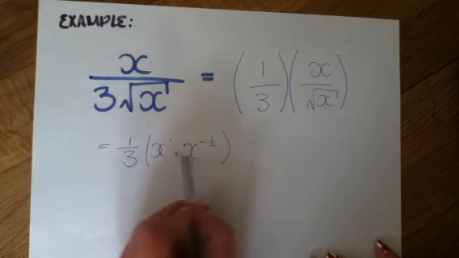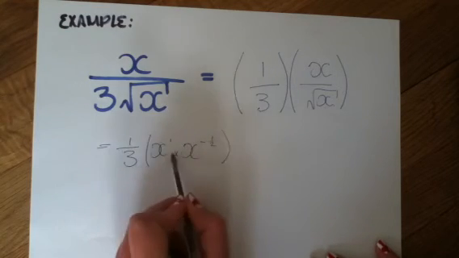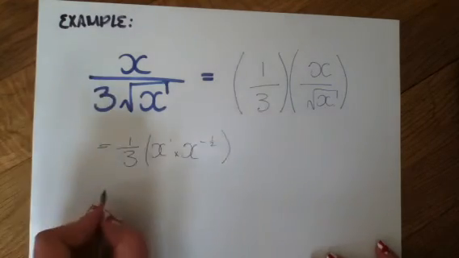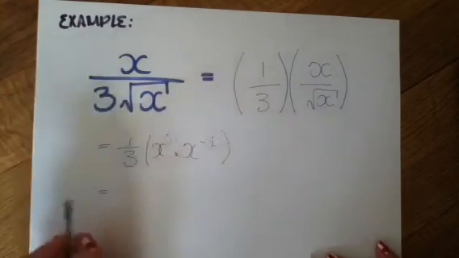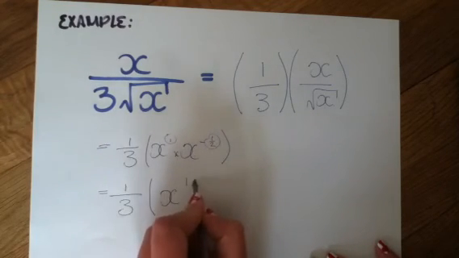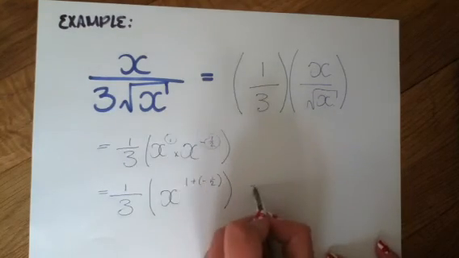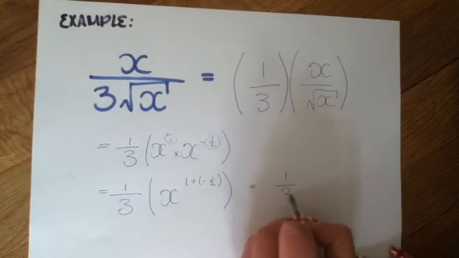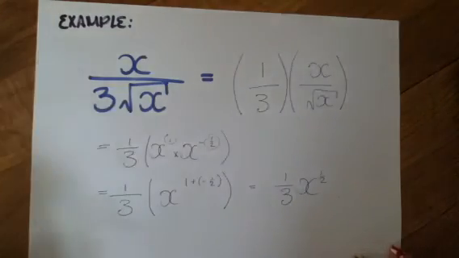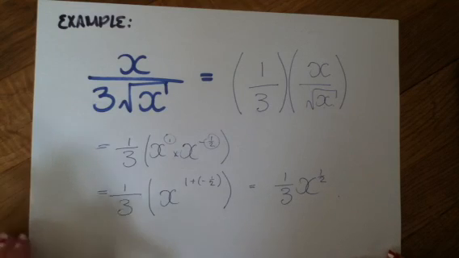And of course we know that when you have indices with the powers and the indices are multiplied together, we can add these here. 1/3 x to the 1 plus minus a half, which is of course x to the half. And there you have it. So you should be able to do questions 1 to 4 of exercise 3.